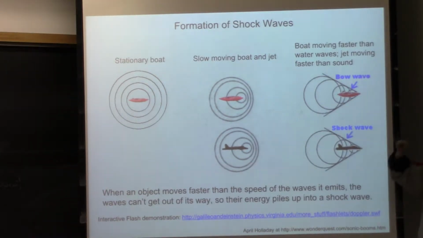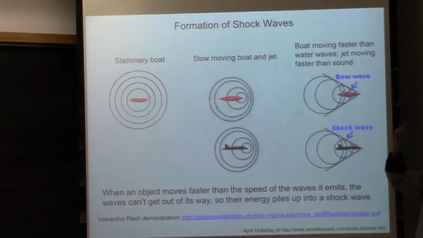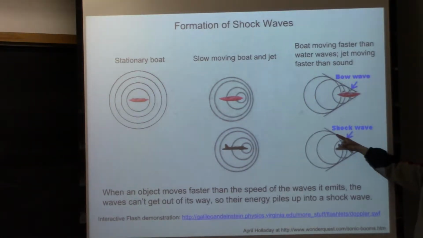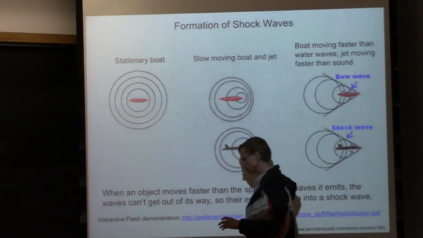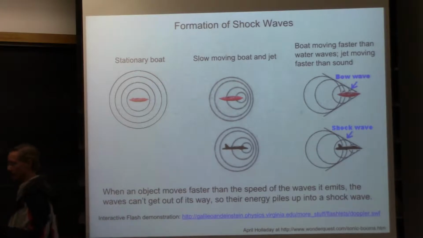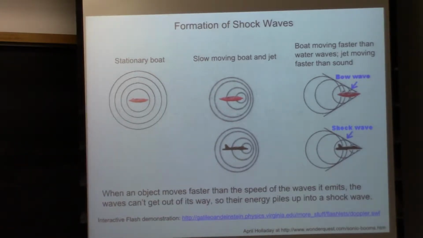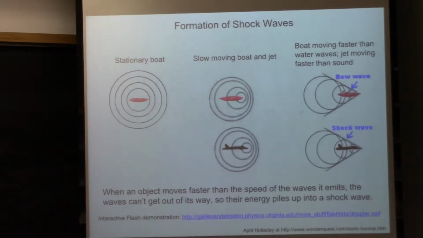And this would be in 3 dimensions. It would be the surface of a cone surrounding it, where the sound wave fronts overlap one another. Shock waves are associated with compression. Material is compressed when a shock wave that's moving faster than the speed of sound passes through a medium.